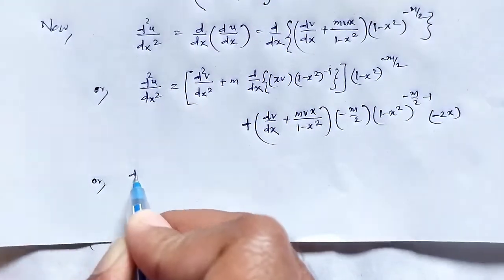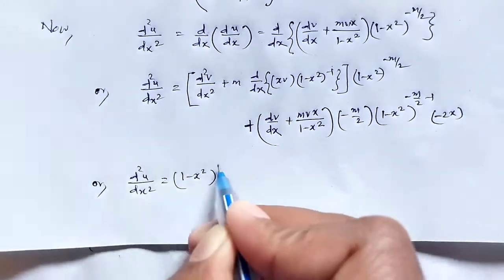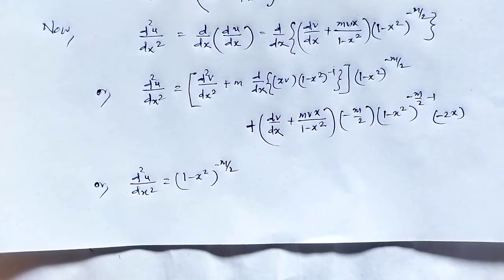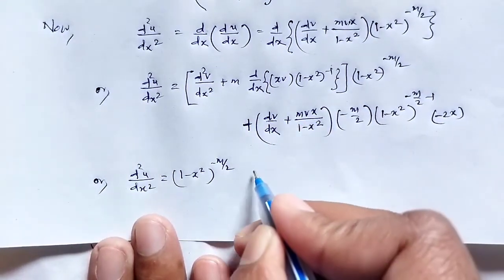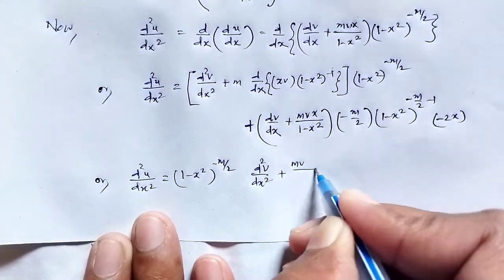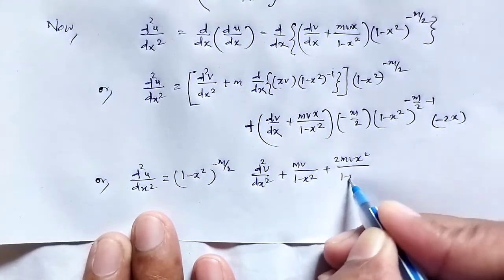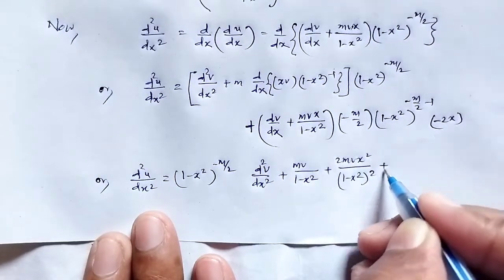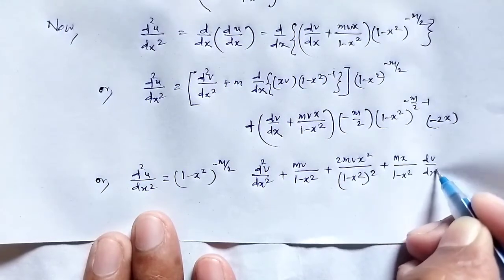Or d²u/dx² is equal to (1 − x²)^(−m/2), taking common from these two terms. What will we have from that? d²v/dx² plus mv/(1 − x²) plus 2mvx²/(1 − x²)² plus mx/(1 − x²) dv/dx.